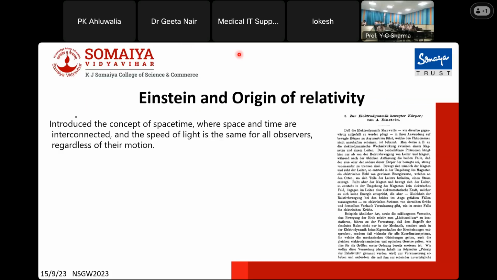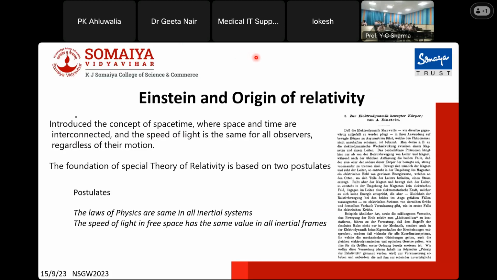So Einstein introduced the concept of space and time, where space and time are interconnected. The speed of light is the same for all observers regardless of the motion. And the foundation of the special theory of relativity is based on two postulates. That is, the laws of physics are the same in all inertial systems, and the speed of light in free space has the same value in all inertial frames.